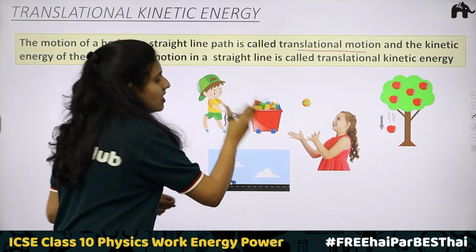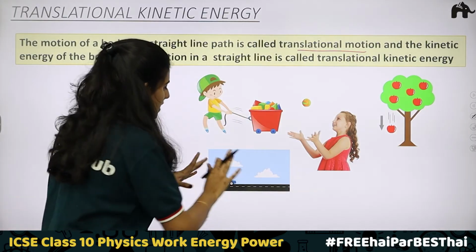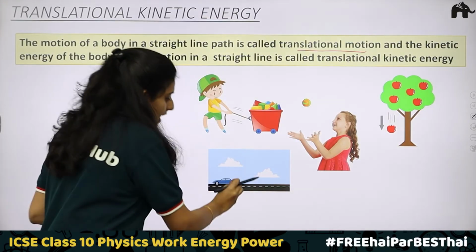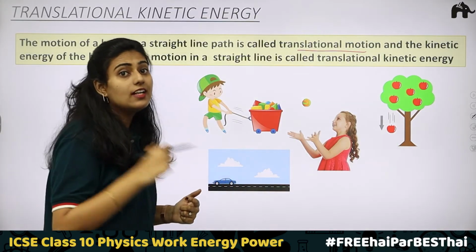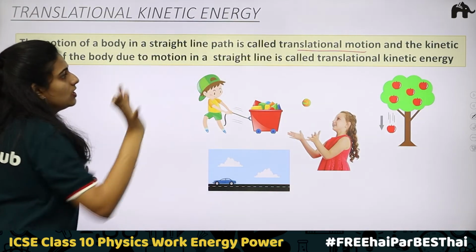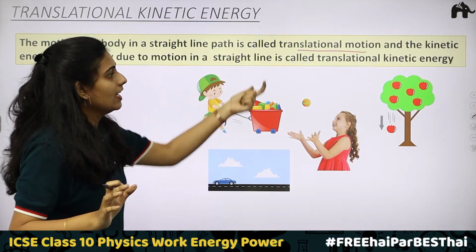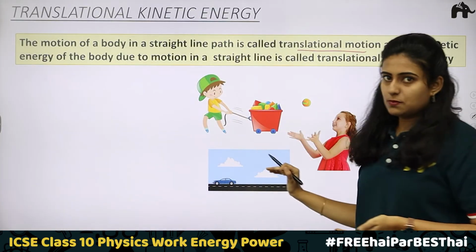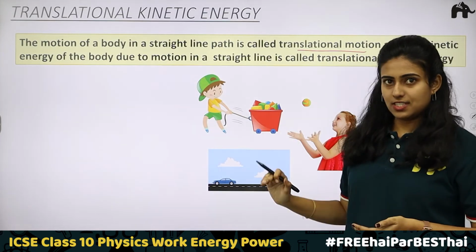So, here we have translational motion. Consider the case of a car which is moving along a straight line. In this case, again we have straight line motion or translational motion. And the kinetic energy of the body due to this motion in a straight line is called translational kinetic energy.